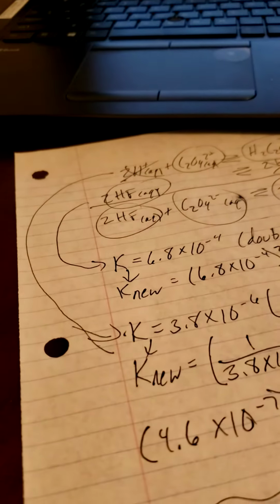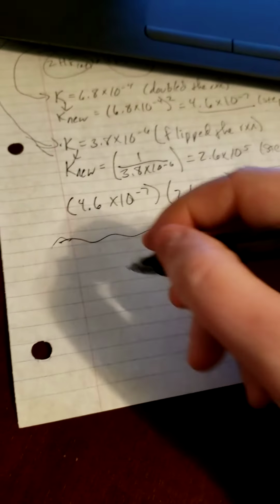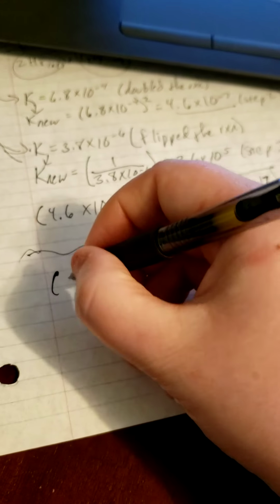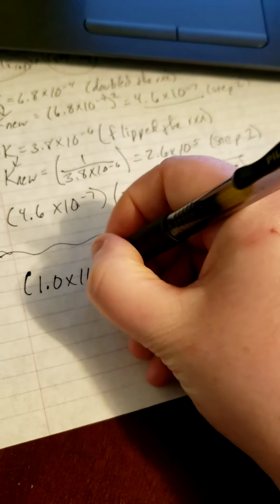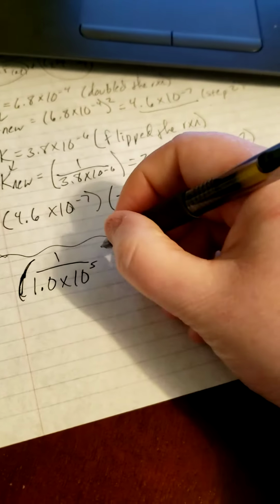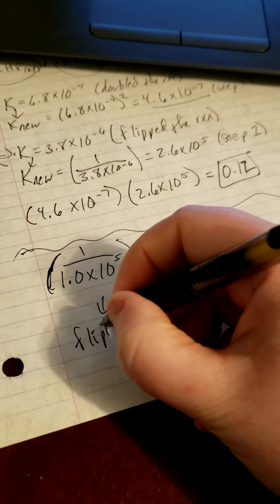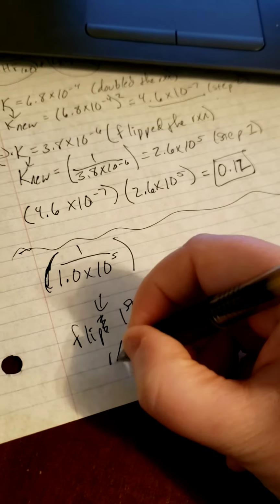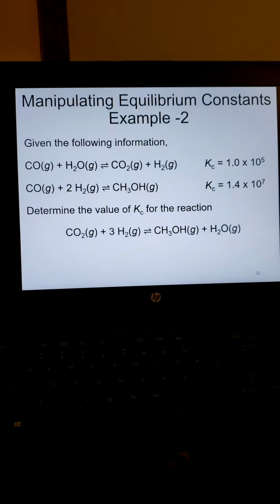Okay? So let's go to our handy dandy paper. All right. So for the first reaction, which was 1.0 times 10 to the 5th, right? We needed to flip that, right? Because we're going to flip the first reaction, okay? And then we're going to multiply that by the second reaction. What do we need to do to the second reaction?